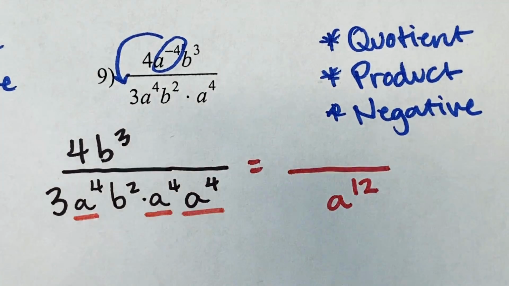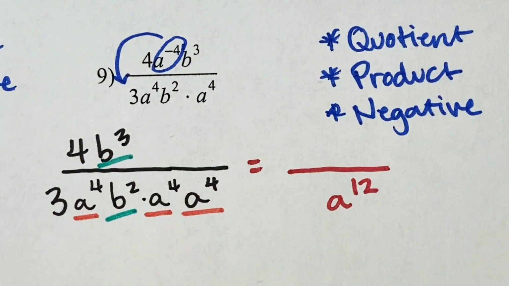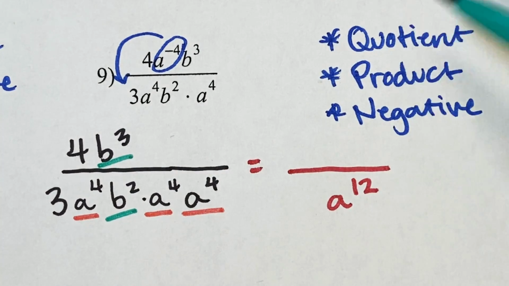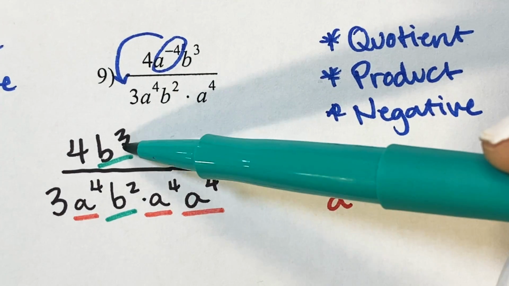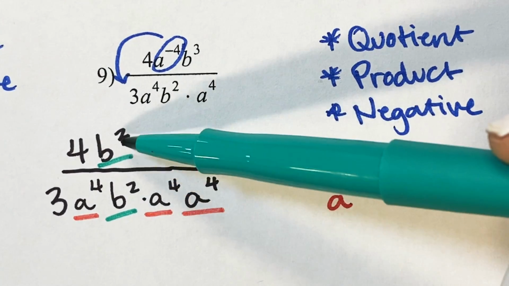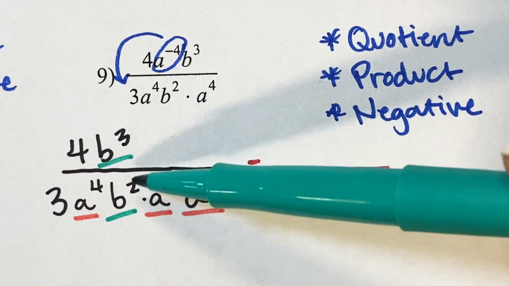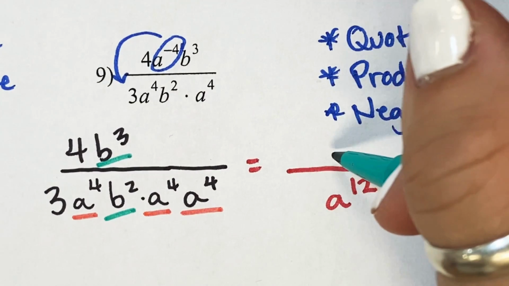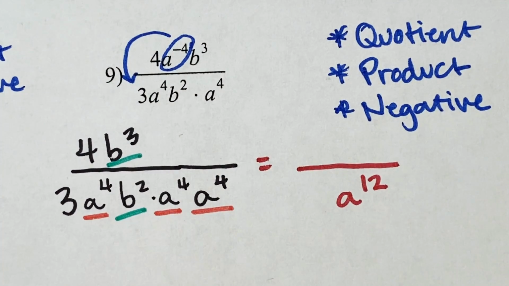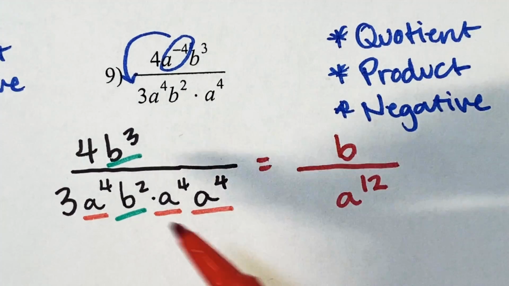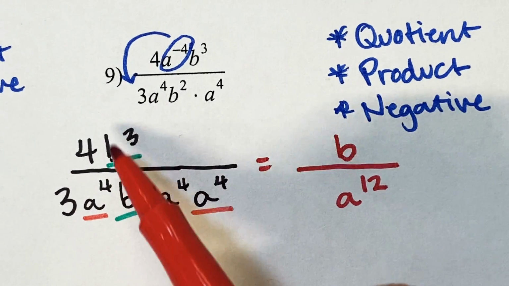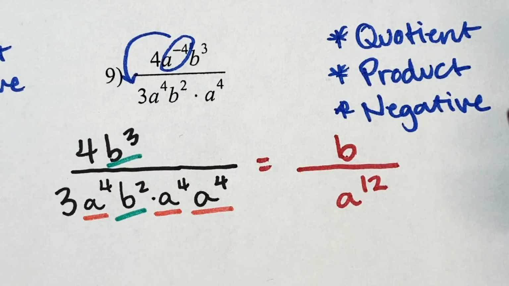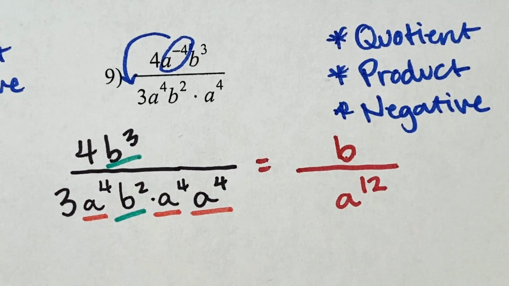Now I see some b's that I need to combine. Remember, they're being divided, right? One's on top, one's on bottom, so this is quotient rule. I have 3 on top, 2 on bottom. We could just do the subtract way, right? What's top minus bottom? What's 3 minus 2? That's going to be 1. So 1 b left on top. You could have also thought 3's on top, 2's on bottom, 2 are going to cancel, 1 will be left on top. Great. Last thing we need to look at are our coefficients.